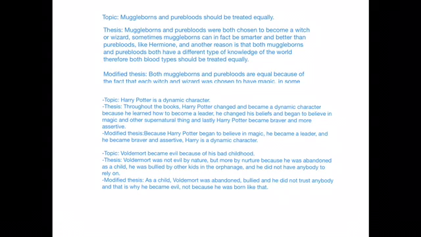The thesis is that Voldemort was not evil by nature, but more by nurture, because he was abandoned as a child, he was bullied by other kids in the orphanage, and he did not have anybody to rely on. The modified thesis could be that as a child, Voldemort was abandoned, bullied, and he did not trust anybody, and that is why he became evil, not because he was born like that.